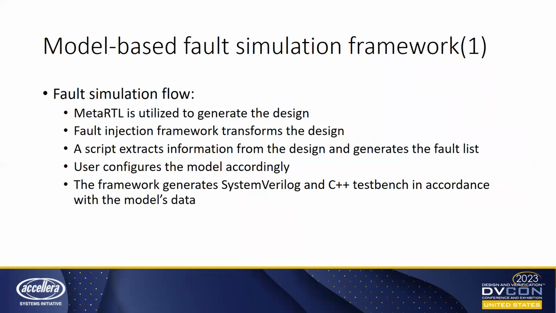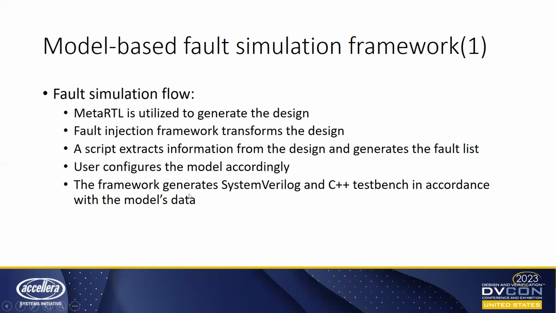Now let's move on with the model-based fault simulation framework. So the flow of the model-based fault simulation framework is as follows. The meta-RTL is utilized to generate the design, which I explained in the previous slides. Then the fault injection framework transforms the design, which is generated by the meta-RTL, into a mixed gate-level RTL granularity. Then a script extracts information from this mixed RTL and gate-level granularity, and generates the fault list, so all signals in the design where a fault could be injected.